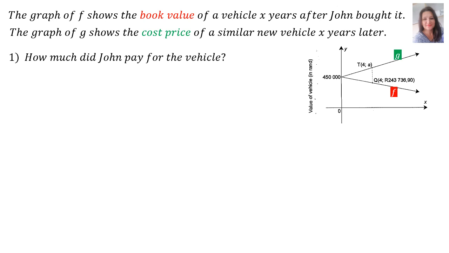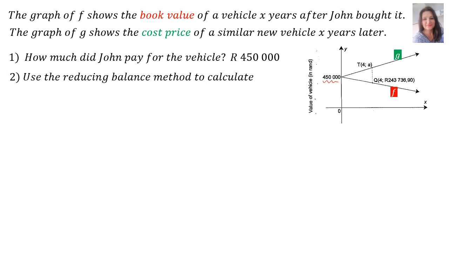Now let's go to the graphs, and you will find that on the y-axis it says there the label, the value of the vehicle in Rand. So it's very clear that there's a starting value of 450,000. And then the G graph is the appreciation, and the F graph is the depreciation, where the book value will be. So how much did John pay for the vehicle is the 450,000.